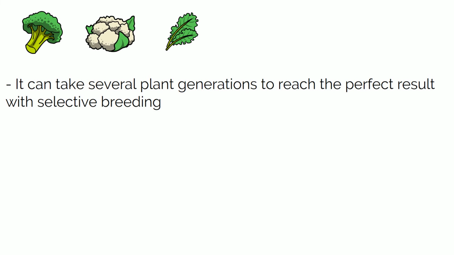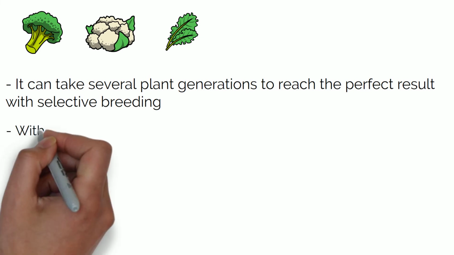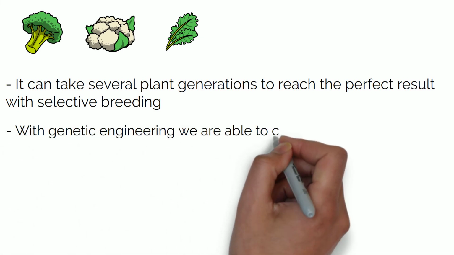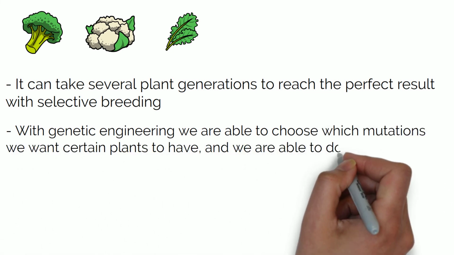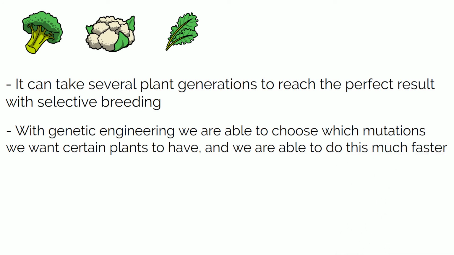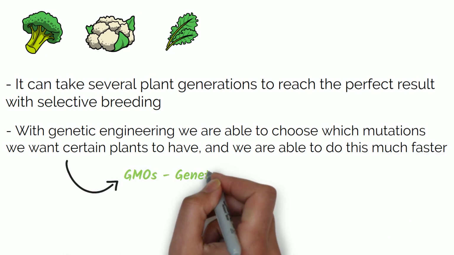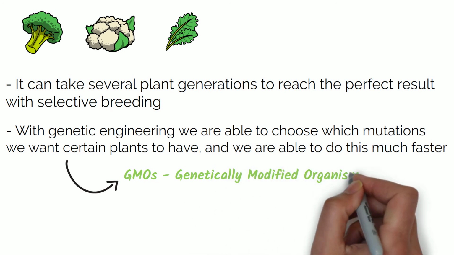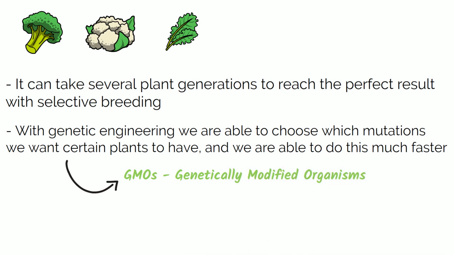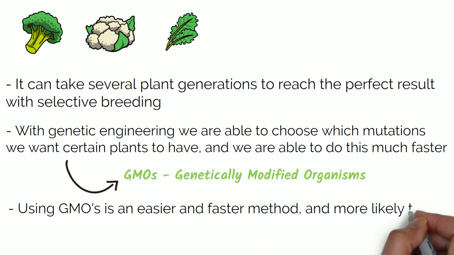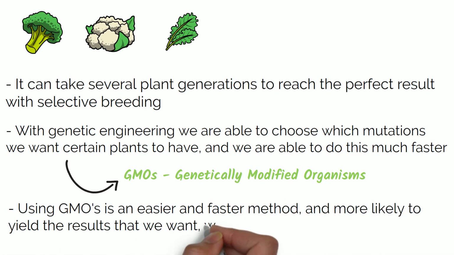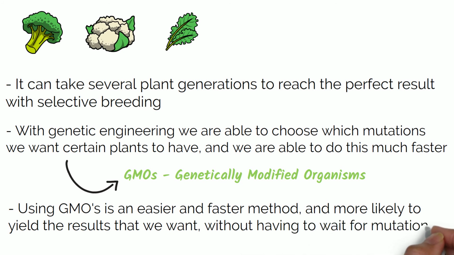Instead of waiting for nature to do the work, we decided to intervene and create the mutations ourselves. With genetic engineering, we are able to choose which mutations we want certain plants to have, and we are able to do this much faster. These are called GMOs, or genetically modified organisms. Of course, this is a simplified explanation of what happens, but the reality is that using GMOs is easier, faster, and more likely to yield the results that we want, without having to wait for mutations to occur naturally.